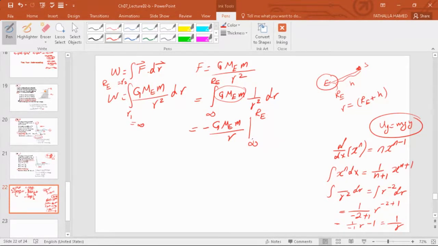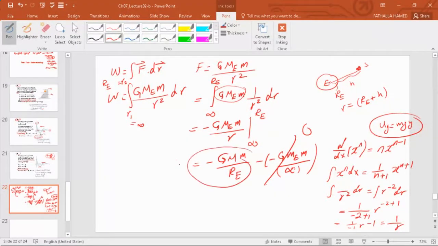But this will give you 0 here. So this will give you minus G M m over RE in this case, minus G M_E m over infinity, and that, of course, will be 0. So this is what you're going to get. Your work done by gravity, when you look at the potential, is going to equal minus G M m over r, or on the surface it will be RE. So you have to be careful.